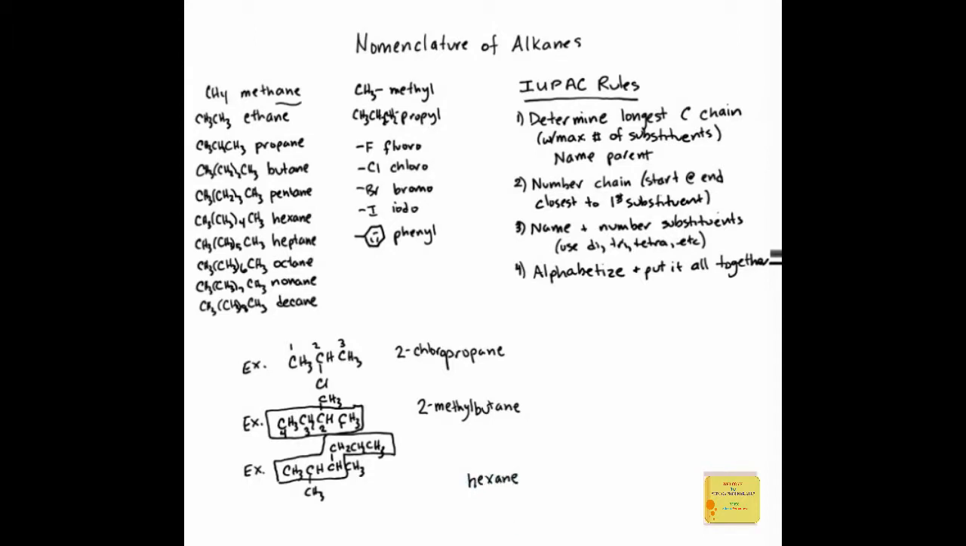And we need to number those carbons. We can either start from this end or start from this end. But because this is closer to the first group, we would get a group on carbon number 2. We'll number from there. 1, 2, 3, 4, 5, 6. And again, we have methyl here. We have 2 methyls. We have a methyl on carbon 2 and a methyl on carbon 3.